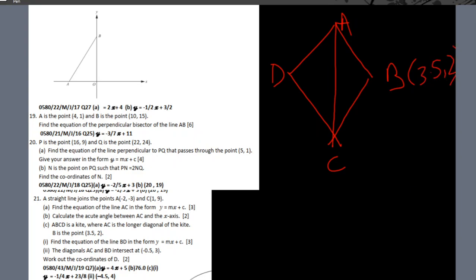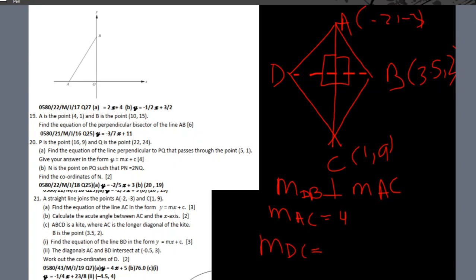Am I recording? Yes, thank God. Okay, so next is find the equation of the line BD in the form y = mx + c. So we need the equation of this. In a kite we know that this makes a right angle. Yes, we already have the values for A and C. A was (-2, -3) and C is (1, 9).